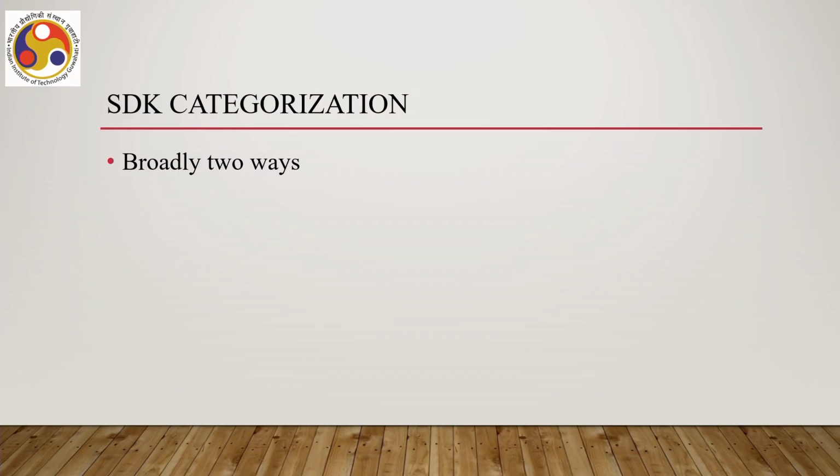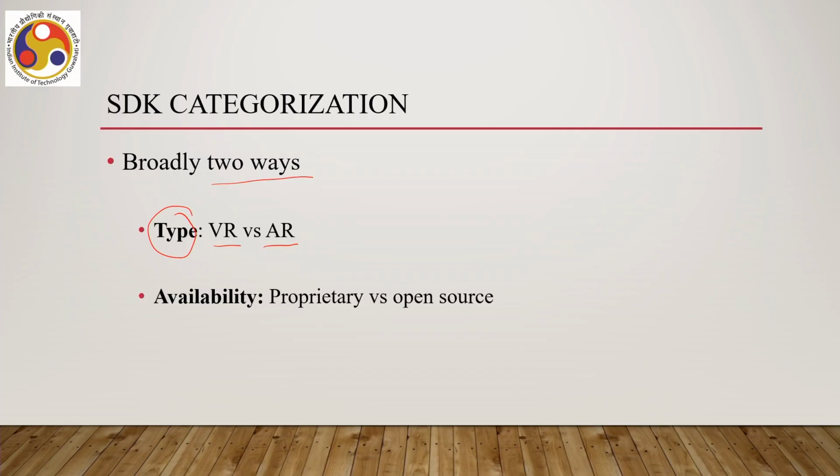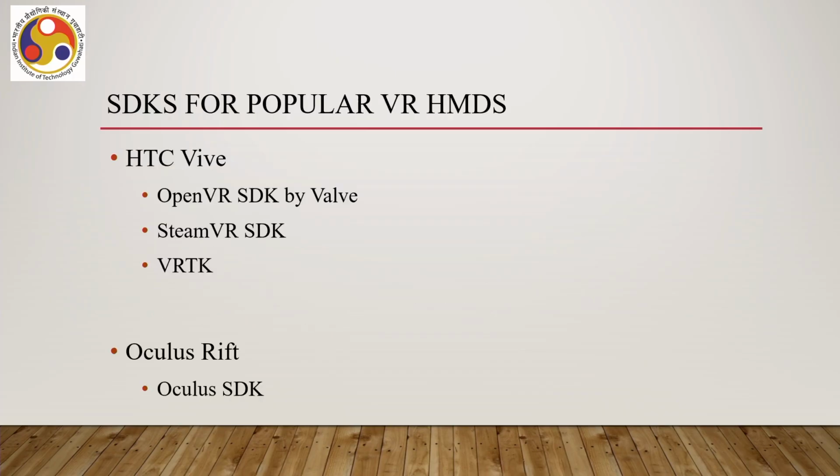Now, these SDKs for native deployment can be categorized in two ways. We have two ways of categorization. One is based on type, whether we are talking about a VR application or an AR application, and secondly based on availability, that is, whether they are proprietary or open source. So, in either of these two ways we can categorize the native SDKs.